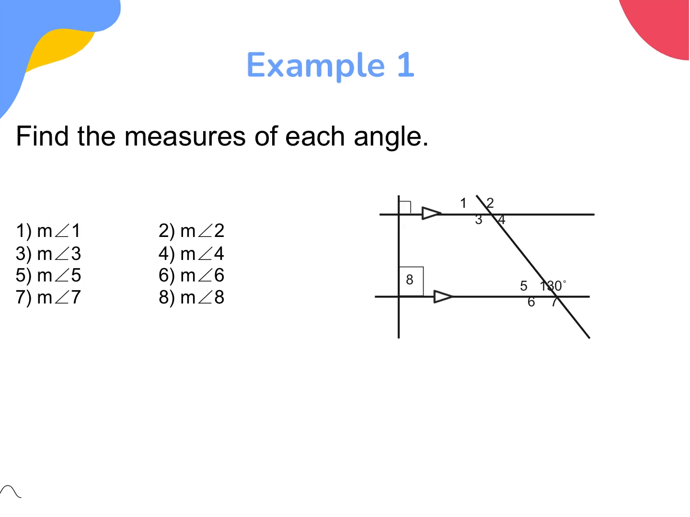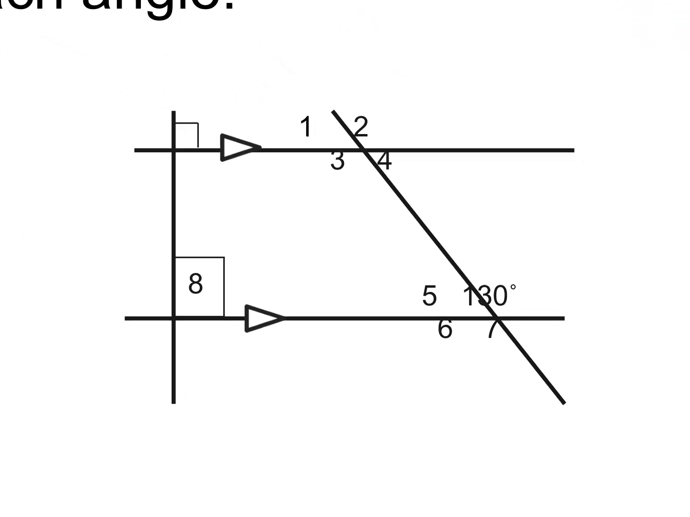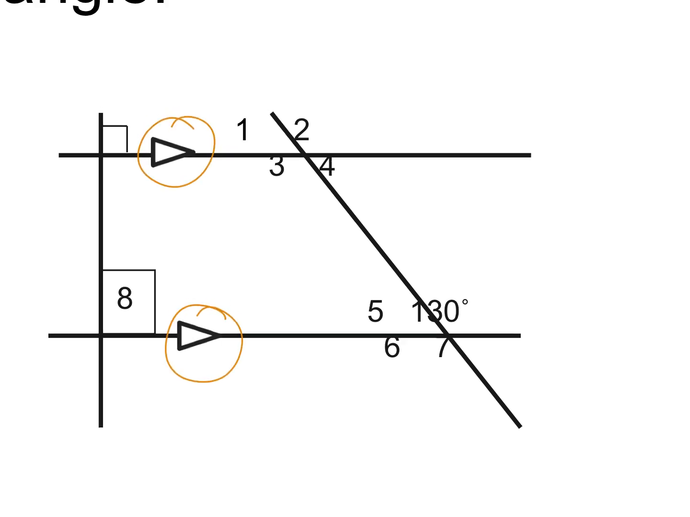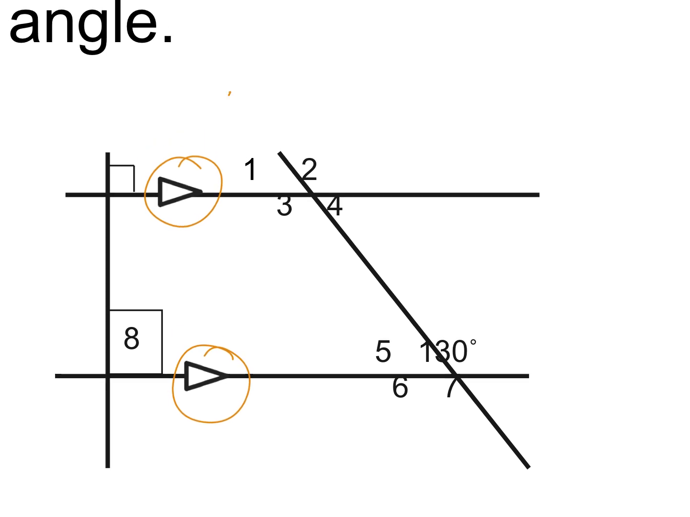All right, example number 1. Before we go ahead and find those measures, I'm just going to fill in this information. You should be able to find some of these. In order for you to tell if they're giving you parallel lines, they're normally going to give you some sort of symbol. Again, everything in geometry uses symbols. Whenever you see these two arrows, those two arrows are telling you that the lines are parallel.